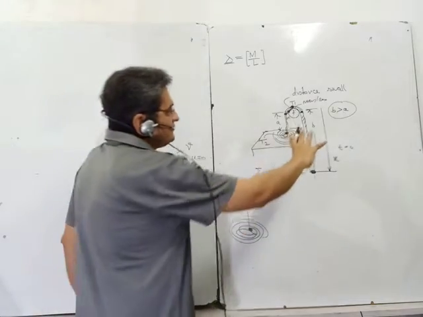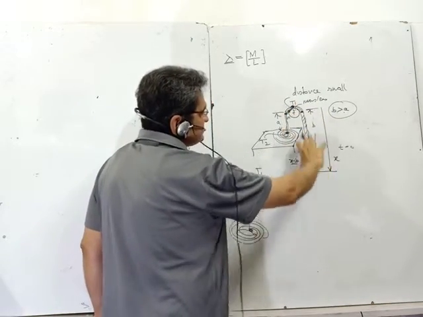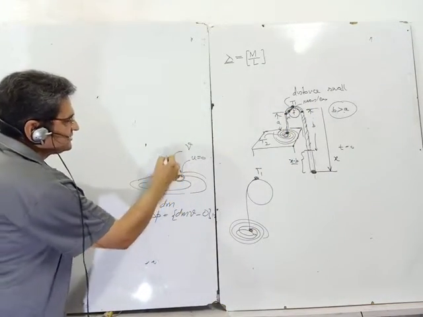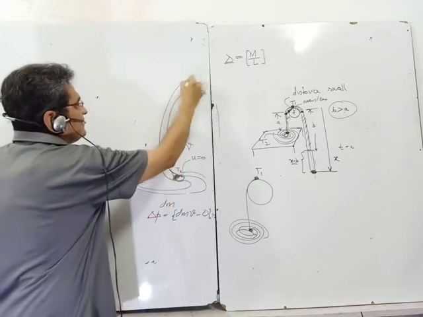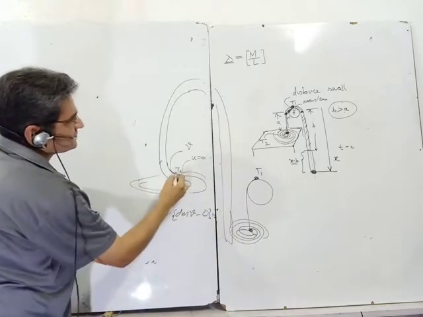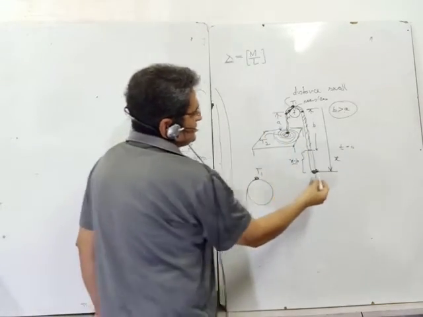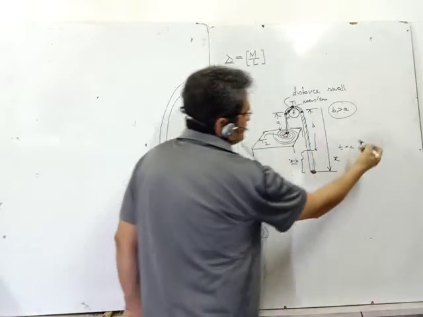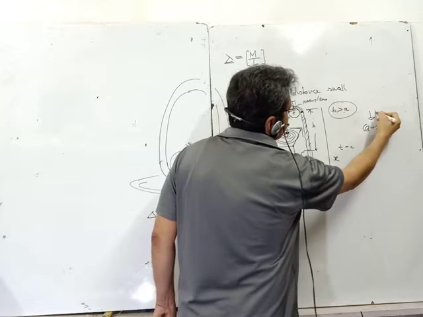Now if I write the equation for this chain which is moving, this part of the chain is moving starting from here, going above the pulley. If I draw an enlarged diagram, this is the part which is moving from here to here. What is the length of chain which is moving? This is A and this is X. So A plus X is the length of chain which is moving.